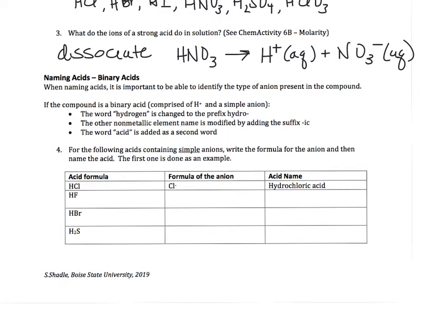All right, so now that we know what we're looking at when we see an acid, now we need to learn how to name it. So the most important thing to recognize is that the naming convention is going to depend on the type of anion that's present. So if the compound is a binary acid, meaning H+ plus some sort of simple anion, then the word hydrogen is going to be changed to the prefix hydro, and the other non-metallic element, in other words, the simple anion, is going to get modified by adding the suffix -ic, and then we just add acid at the end.